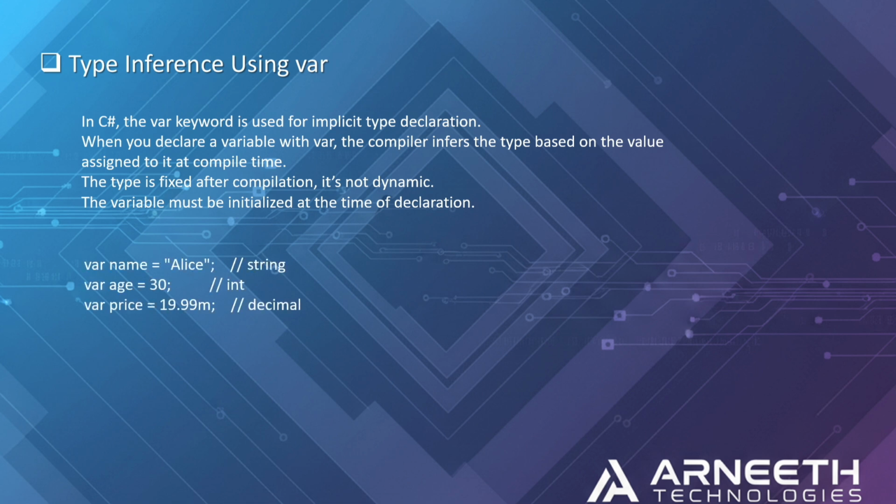So what is an example for var? Basically var name is equal to "Alice", which automatically takes the string type, and var age is equal to 30. So when you assign the value 30, it will automatically take int type. Then var price is equal to 19.99, so it will take decimal. So depending on what value we declare with var, it will take that type at the time of declaration.